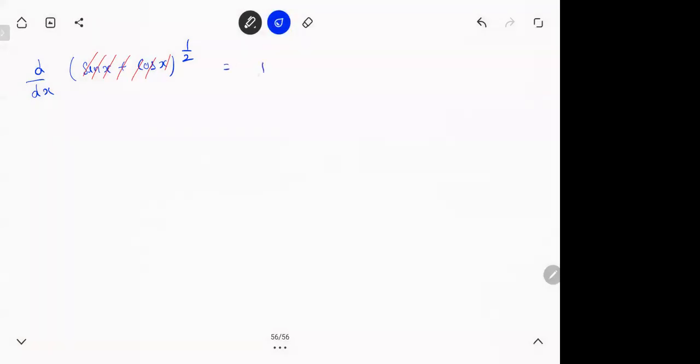So what will I write? X power n ka formula: half into function, that is sin x plus cos x whole power half minus 1, n into x power n minus 1. x का जगह you have sin x plus cos x. Then differentiate that inside function, which is sin x plus cos x.